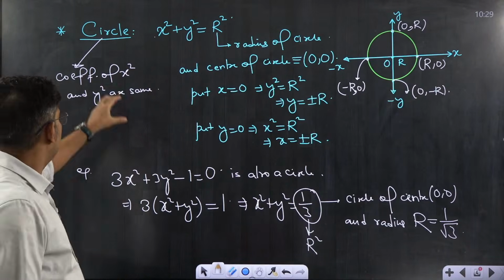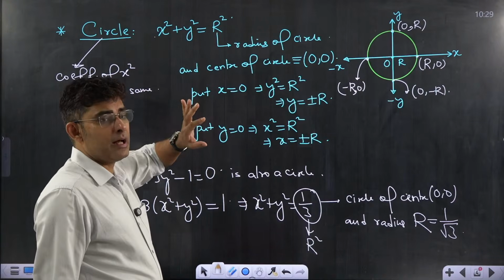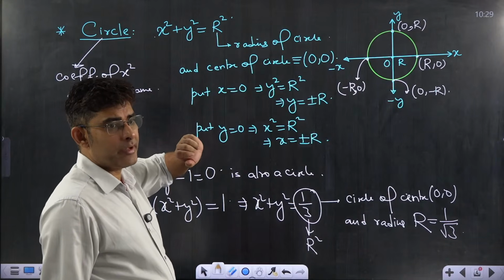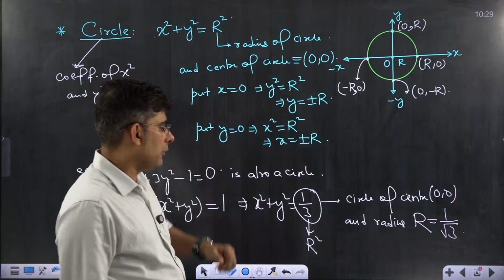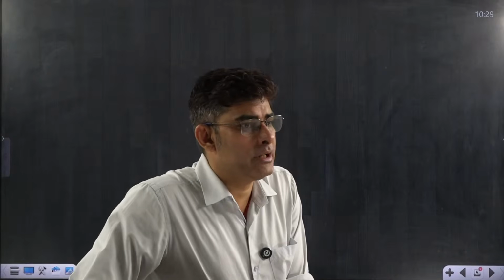Now, what if the coefficients of x square and y square are not equal? Then this circle will change.